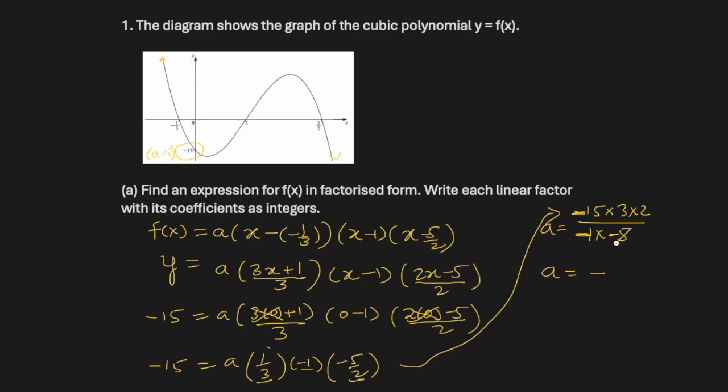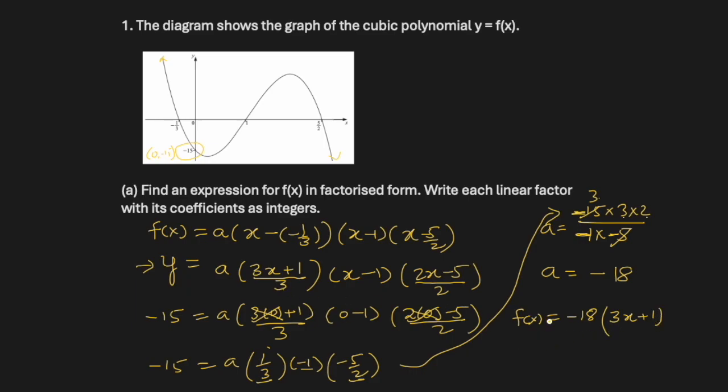Okay, 15, let's cancel 5 and 15 now. 3 times 3 is 9 times 2 is 18. So we got a equal to negative 18, and rightly so, I told you already that a should be negative because it is a reflection of the normal cubic function. So now let me write the equation. In place of y I will write f(x) equal to negative 18, and 3x plus 1 I'm writing here.